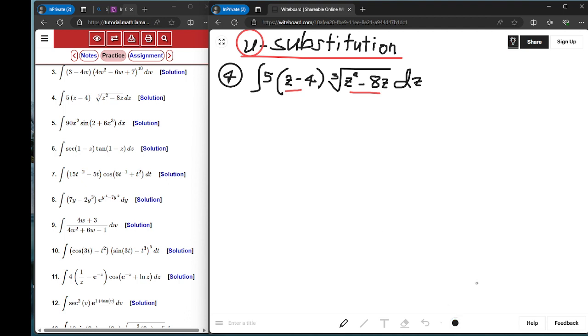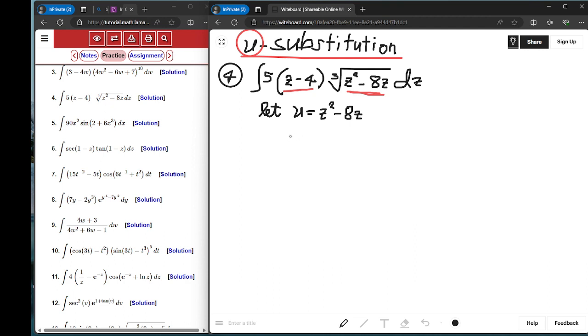So, for example, we let u be equal to the group or term which has the larger exponent compared to the other group. The first group is z minus 4, the second group is z squared minus 8z. Here z squared minus 8z has the larger exponent, so we'll let u be equal to that. So u is equal to z squared minus 8z.